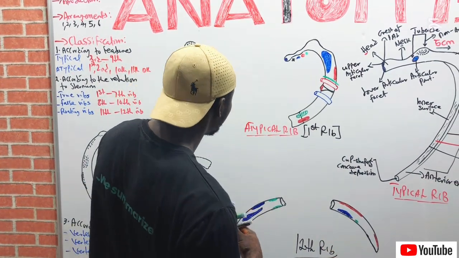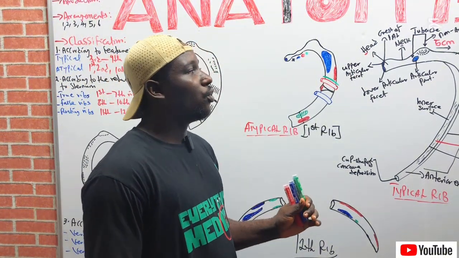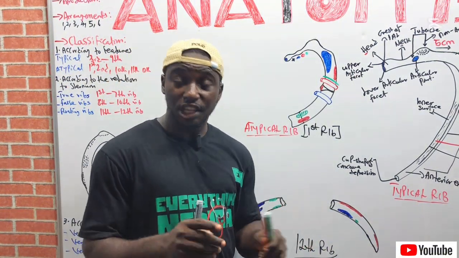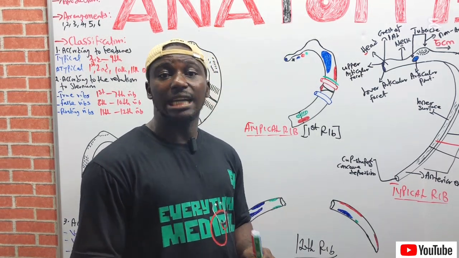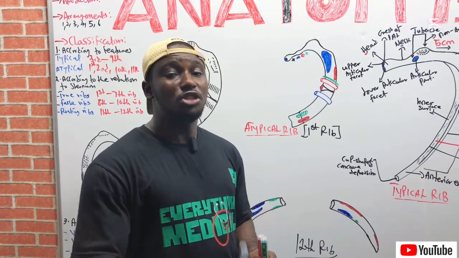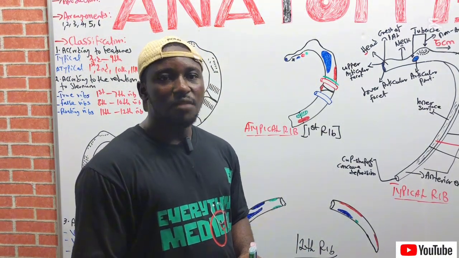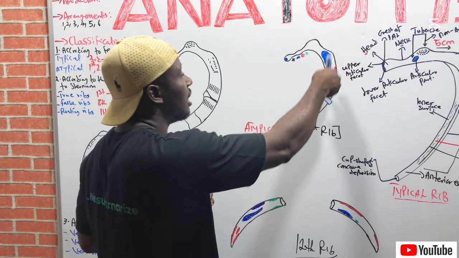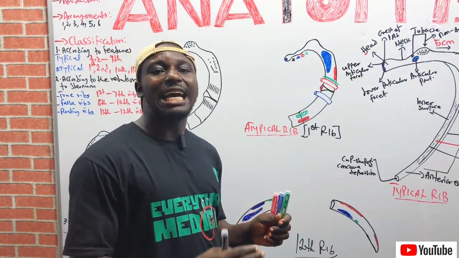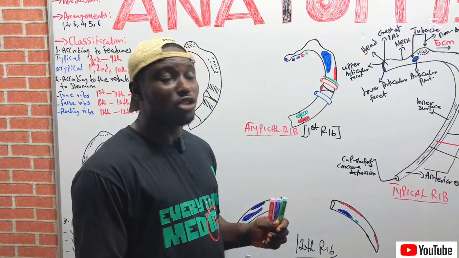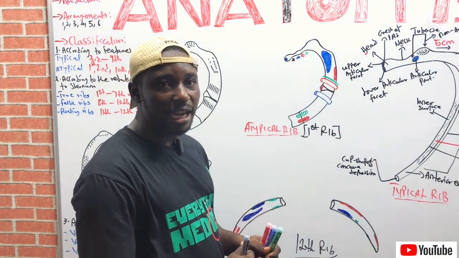Now let's start with the first rib. So pay attention. The first rib is the shortest, broadest, and the most curved rib. The shaft of the first rib is flattened from above downward, meaning that it has an upper and lower surface and also inner and outer border.